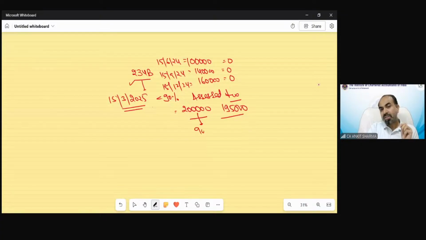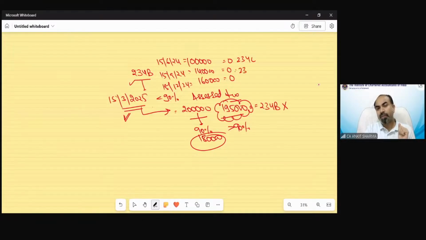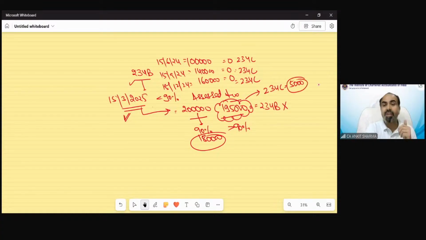So 90% of 2 lakh would be 1,80,000. And if on the last date you have deposited 1,95,000, that means you have deposited more than 90%. So in this example, 234B interest would not be applicable at all, because for the purpose of 234B interest, only the last date of advance tax deposit would be considered. But in this case, 234C would be there. On this date, 234C liability would be there, on this date also, and on this date also. On the difference of 5,000 rupees, interest needs to be charged.